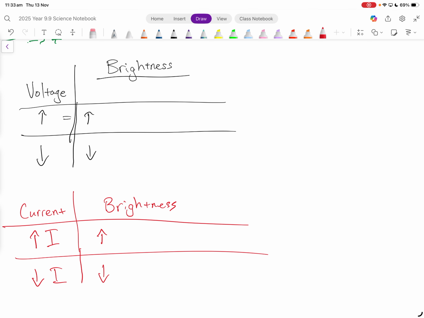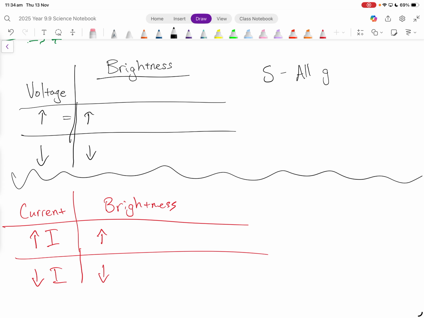So if I'm talking voltage, and I'll put a big squiggly line here, and I'm talking in series. If I increase the voltage in series, what happens to all of the light bulbs? Are all of them brighter, or is only one of them brighter? They're in series right now. Yeah, all get brighter. Not the best terminology, but you know what I'm talking about.